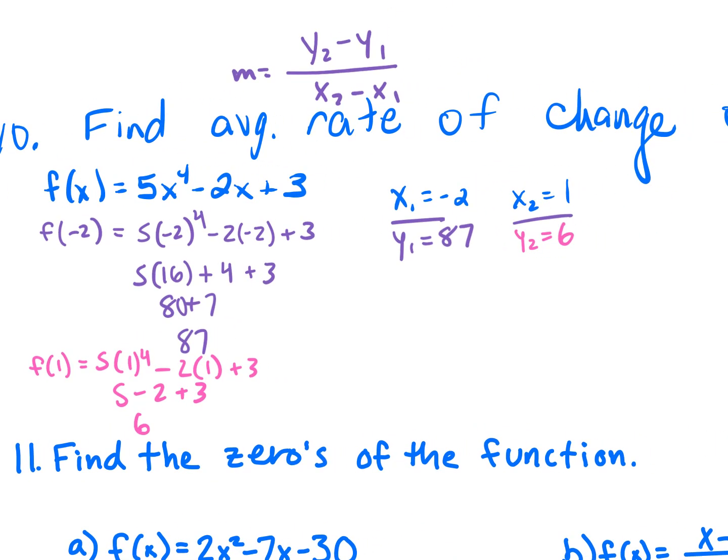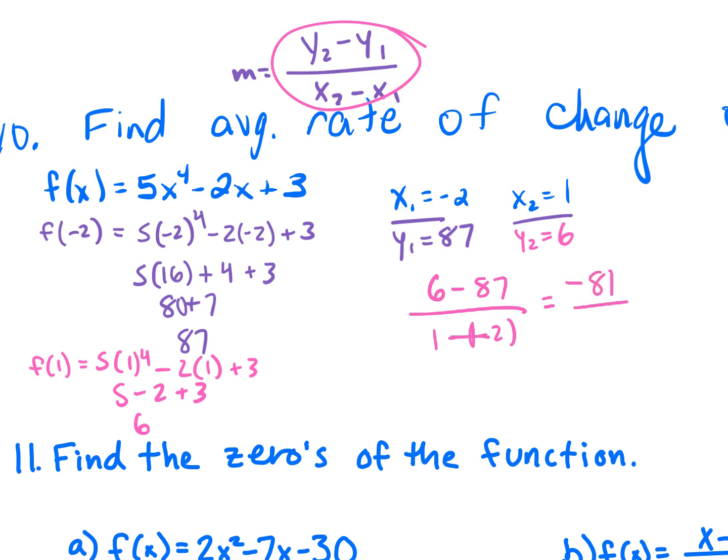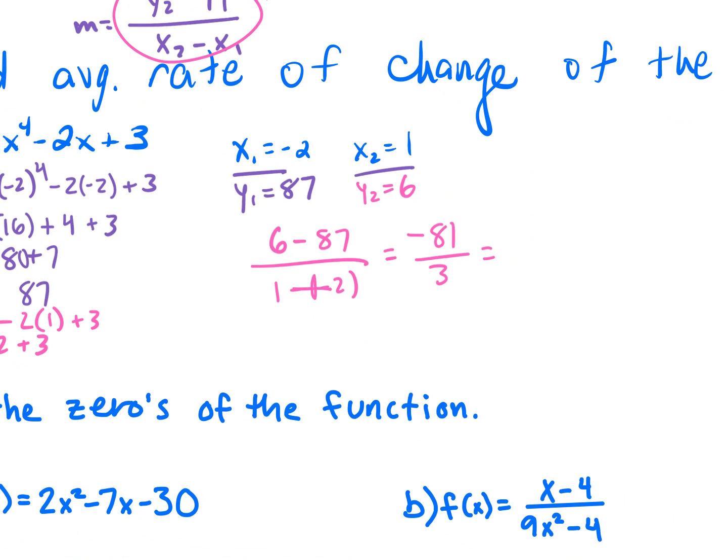So now I'm going to plug all of these into my slope formula. So 6 minus 87 over x2, which is 1 minus -2. So this would be -81 over, this turns into a plus, so over 3, which actually simplifies to -27. So our average rate of change is -27.